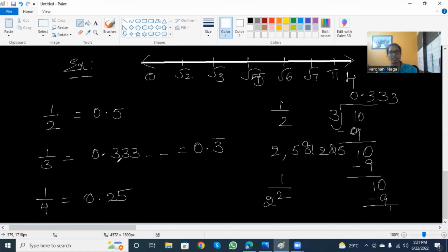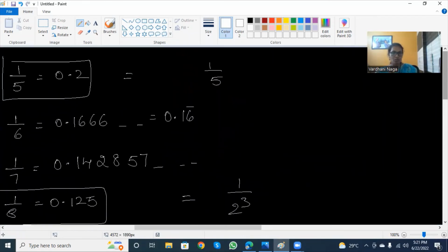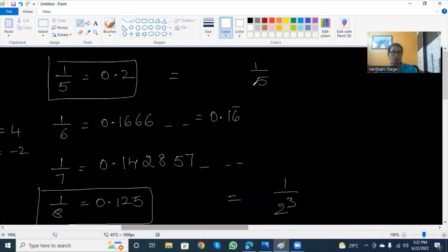We can check, 1 by 3 is there. So it is non-terminating. Non-terminating means after the decimal, this 3 goes on continually. There is no end for this decimal. In the same way, we can check here also. We can observe here also. 1 by 5. See what I said.